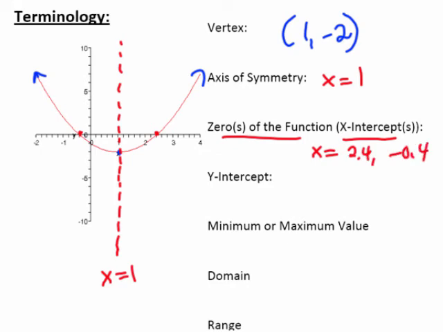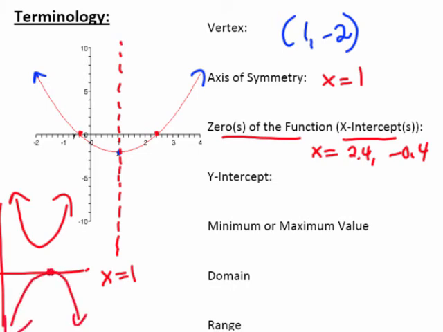Depending on the position of the parabola, we may have no x-intercepts. There's an example of that. Or we might have one x-intercept if it just touches the axis. Okay, but more about that later. The y-intercept, where the graph crosses the y-axis, that's nothing new, -1.